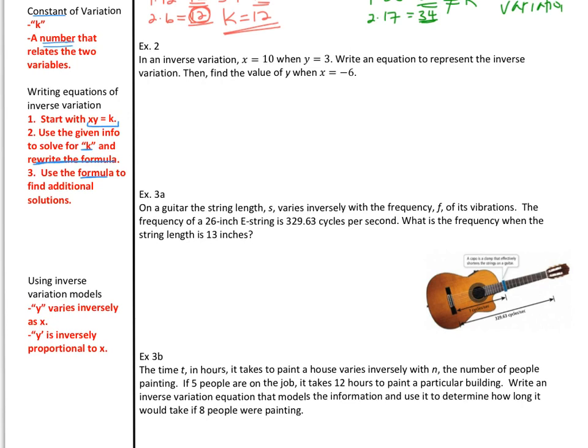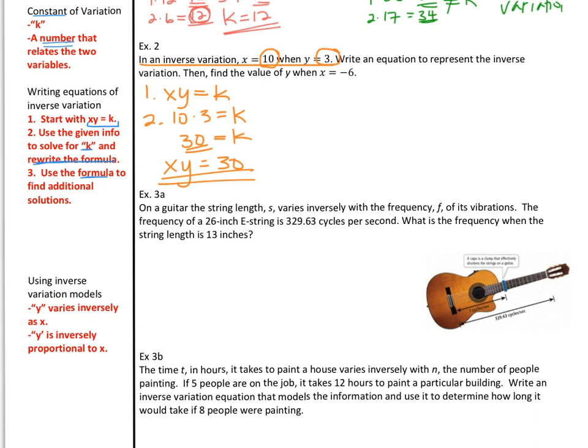Example 2, it says, in an inverse variation, x equals 10 when y equals 3. Write an equation to represent the inverse variation, then find the value of y when x equals negative 6. All right, so the first thing we're told to do is start off with the template xy equals k. So we'll use this information in step 1. To write our equation in step 2, we want to make sure that we determine what k equals. We had some given information. When x is 10, y was positive 3. Therefore, 10 times positive 3 is going to equal the constant. In this example, that would equal 30. Now, to use that in the formula, we would have x times y is equal to 30. So notice we don't have k in our answer, we have 30 that represents the value of the constant.